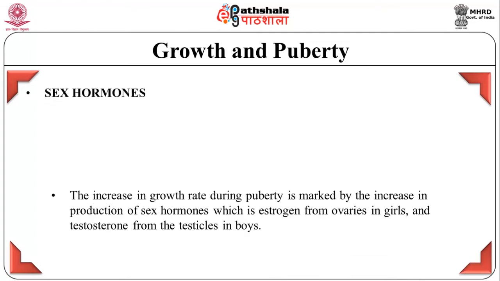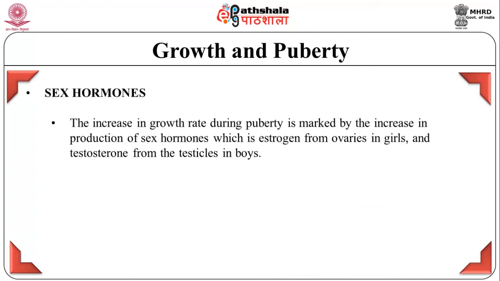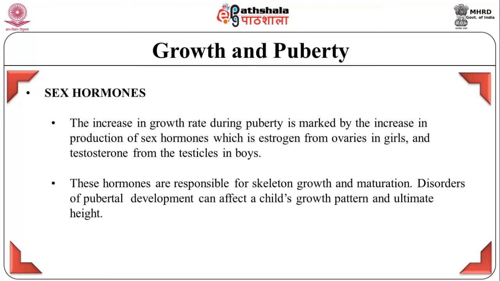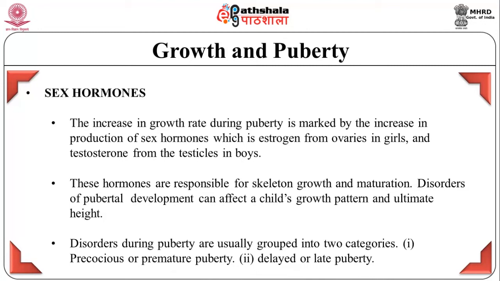Sex hormones. The increase in growth rate during puberty is marked by an increase in production of sex hormones, which is estrogen from the ovaries in girls and testosterone from the testicles in boys. These hormones are responsible for skeletal growth and maturation. Disorders of pubertal development can affect a child's growth pattern and ultimate height. Disorders during puberty are usually grouped into two categories. One, precocious or premature puberty. Second, delayed or late puberty.